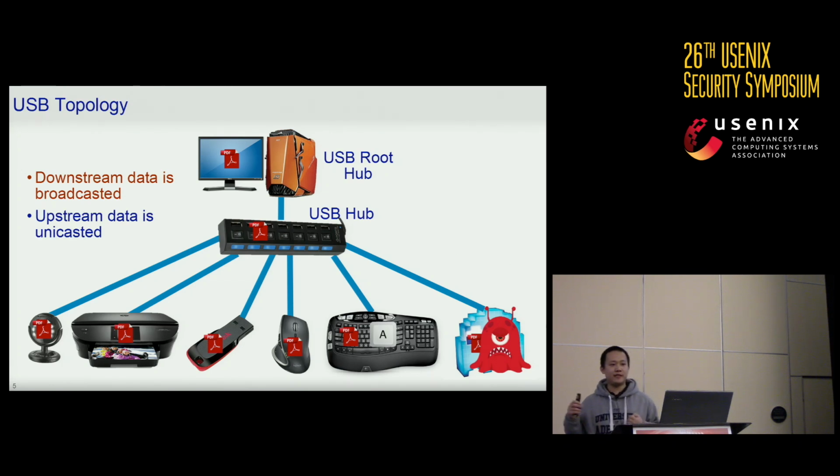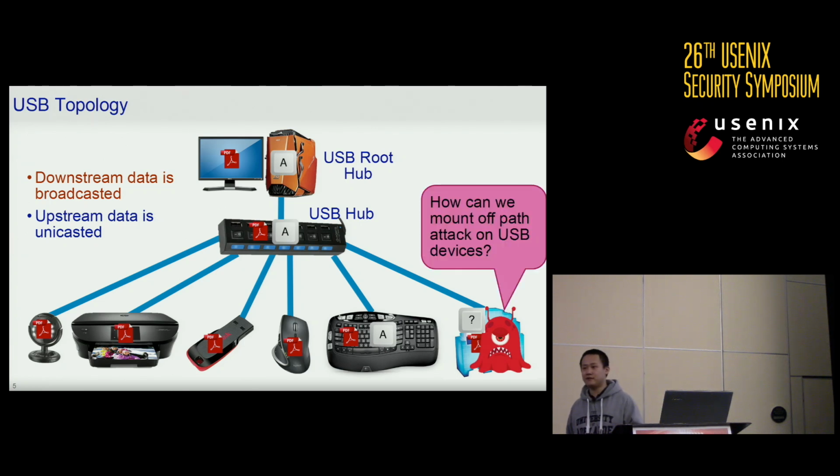However, the upstream data is unicast. For example, I press one key on my keyboard. The key press information is sent from the keyboard to the USB hub, and after this point, it goes directly to the host machine. USB devices cannot communicate between themselves. Therefore, the attacker has no idea which key I just pressed. In this paper, we ask the following question: how can we mount an off-path attack on USB devices?